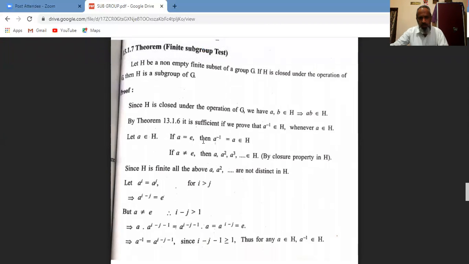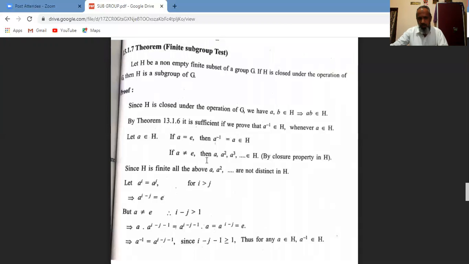If A is equal to E, then A inverse is equal to A. What is the inverse of E? A is equal to E, so A inverse is equal to A, which belongs to H. If A is the identity element, then the inverse of the identity element is the element itself. Therefore, A inverse is equal to A.